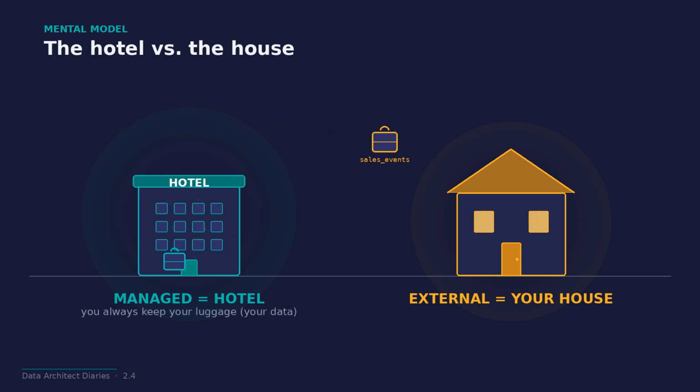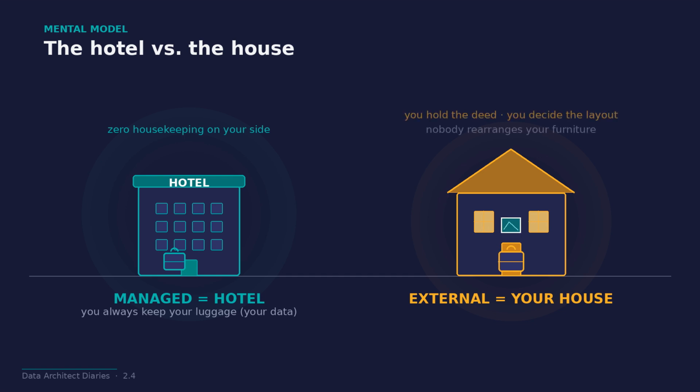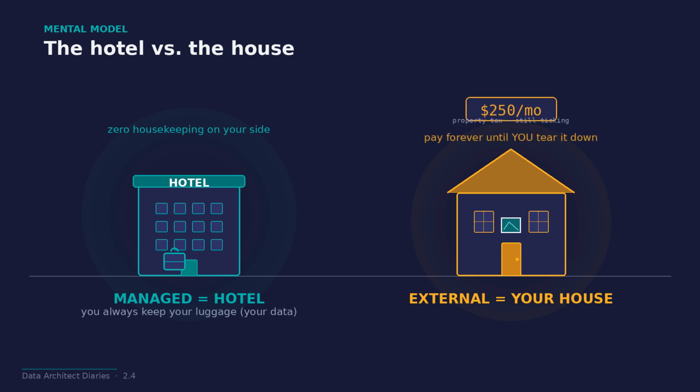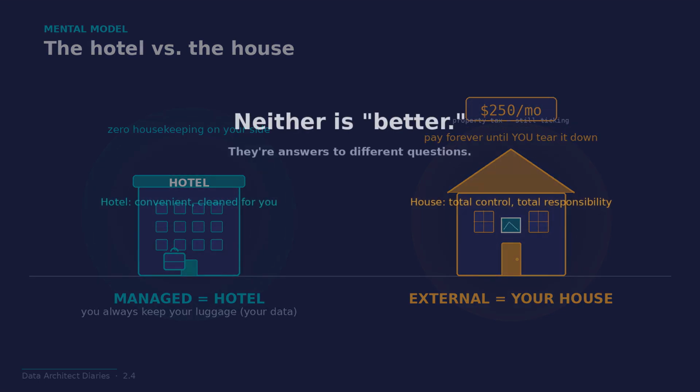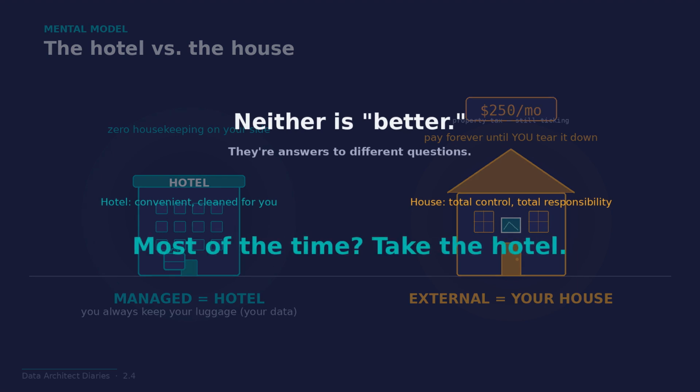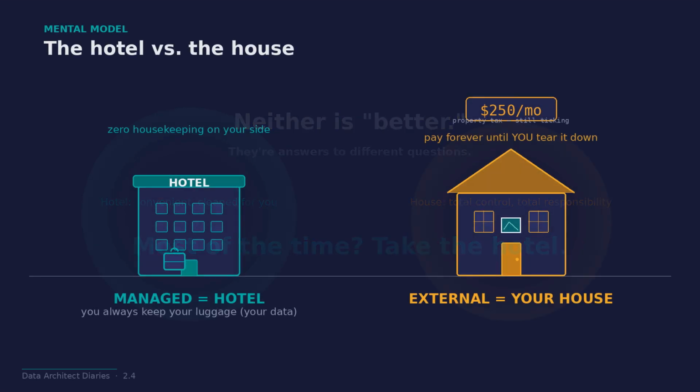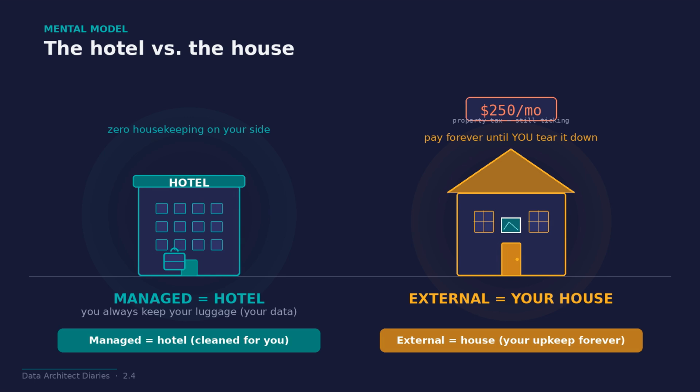An external table is a house you own. You pick the address, you hold the deed, you decide the layout. Nobody rearranges your furniture, but nobody cleans it either. So when you move out and drop the house, everything in it stays standing. If you don't tear it down yourself, you keep paying property tax on an empty house forever. So the hotel is convenient, managed cleanup for you. That is the house: total control, total responsibility. Neither is better. They answer different questions. Most of the time, honestly, take the hotel.